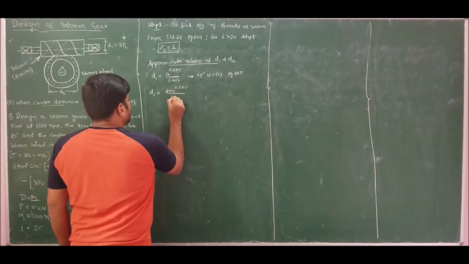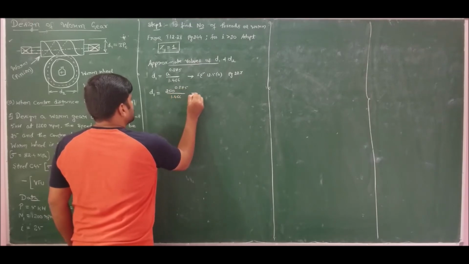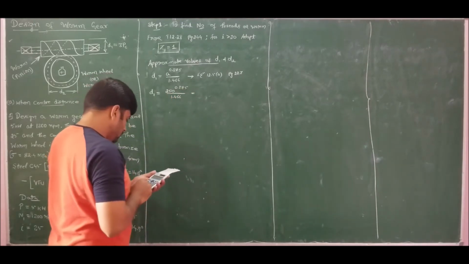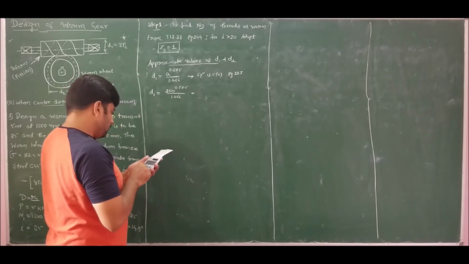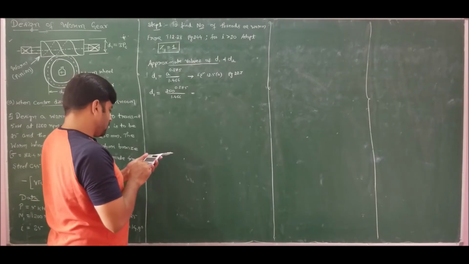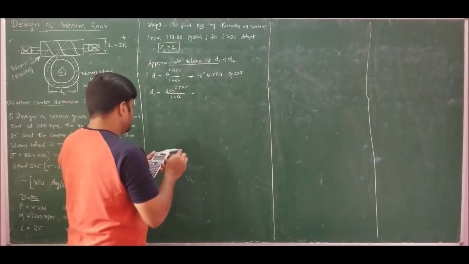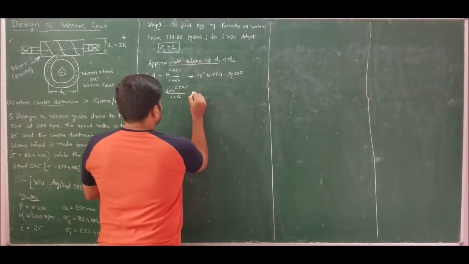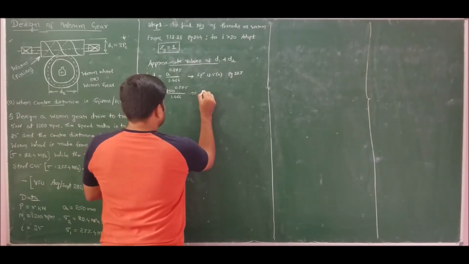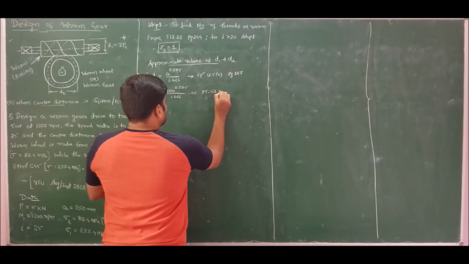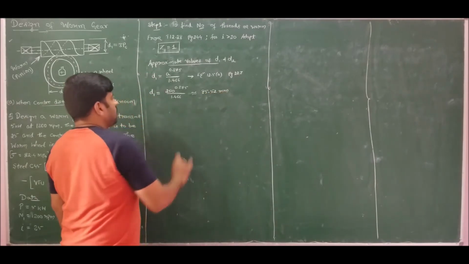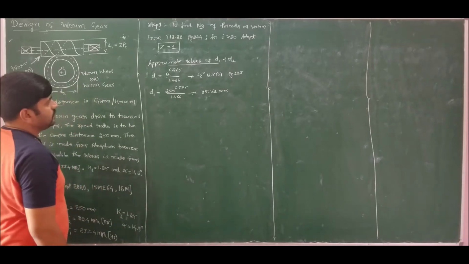0.875 divided by 1.466, which is turning out to be 250 to the power of 0.875 divided by 1.466, is nearly equal to 85, which is approximately 85.52 millimeters. This is the approximate value of the diameter of the worm.